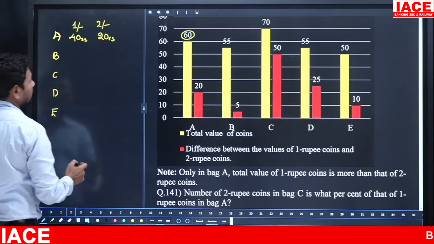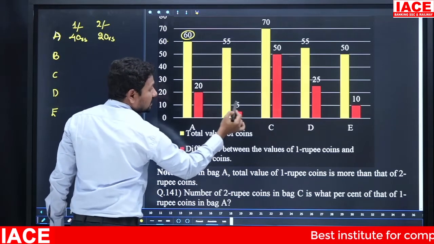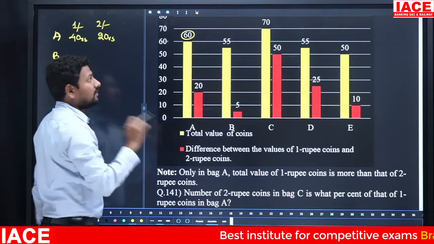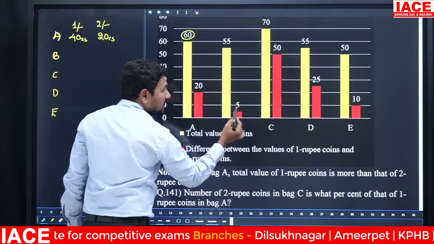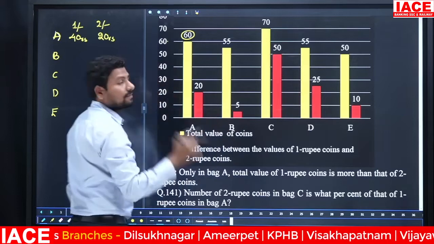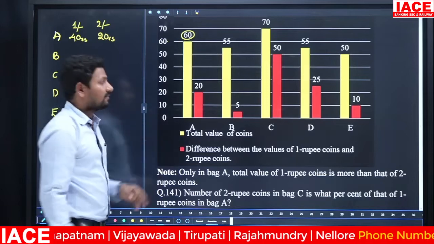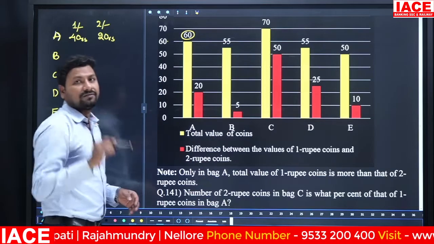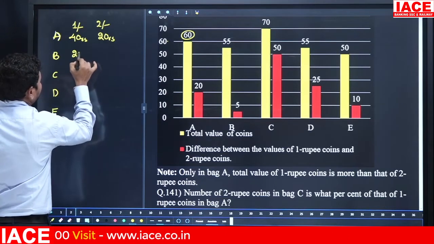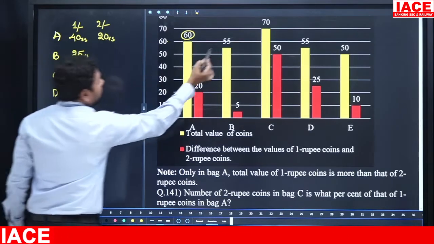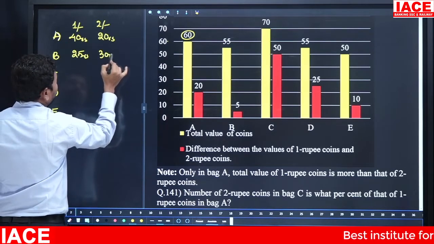In the same way, we will calculate for B. B total is 55, and the difference is 5. So 1 rupee coin value plus 2 rupee coin value is 55, and the difference is 5. Half of 55 is 27.5, half of 5 is 2.5. Then 27.5 minus 2.5 is 25 rupees. Out of 55 rupees, 25 rupees belongs to 1 rupee coins, which means the remaining 30 rupees belongs to 2 rupee coins.